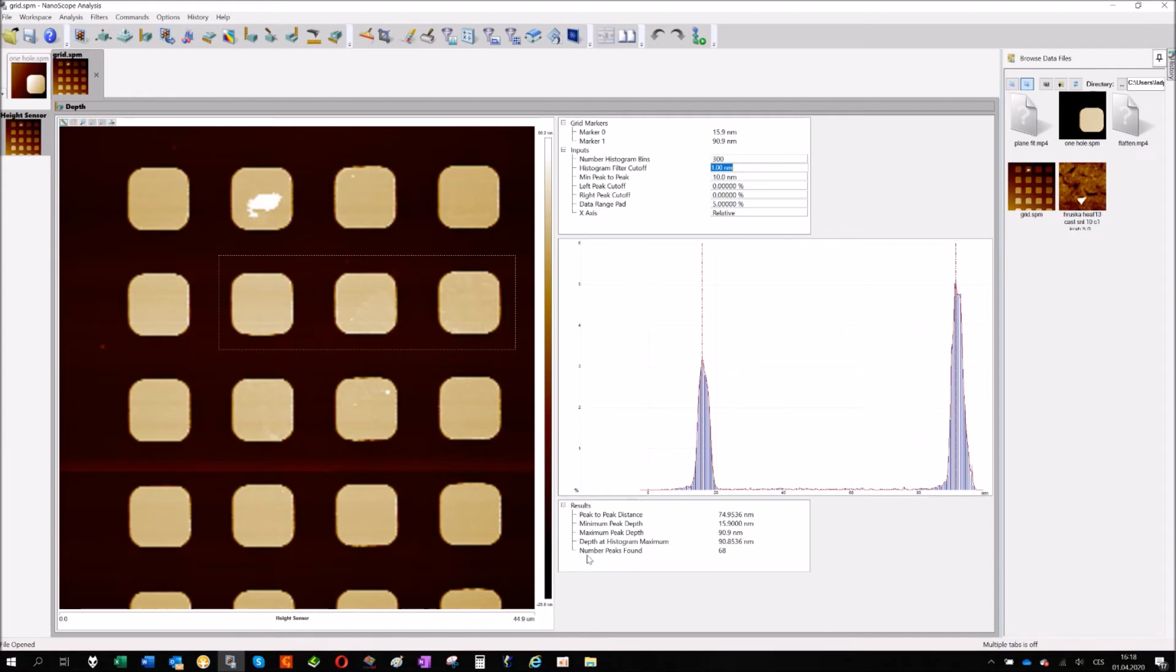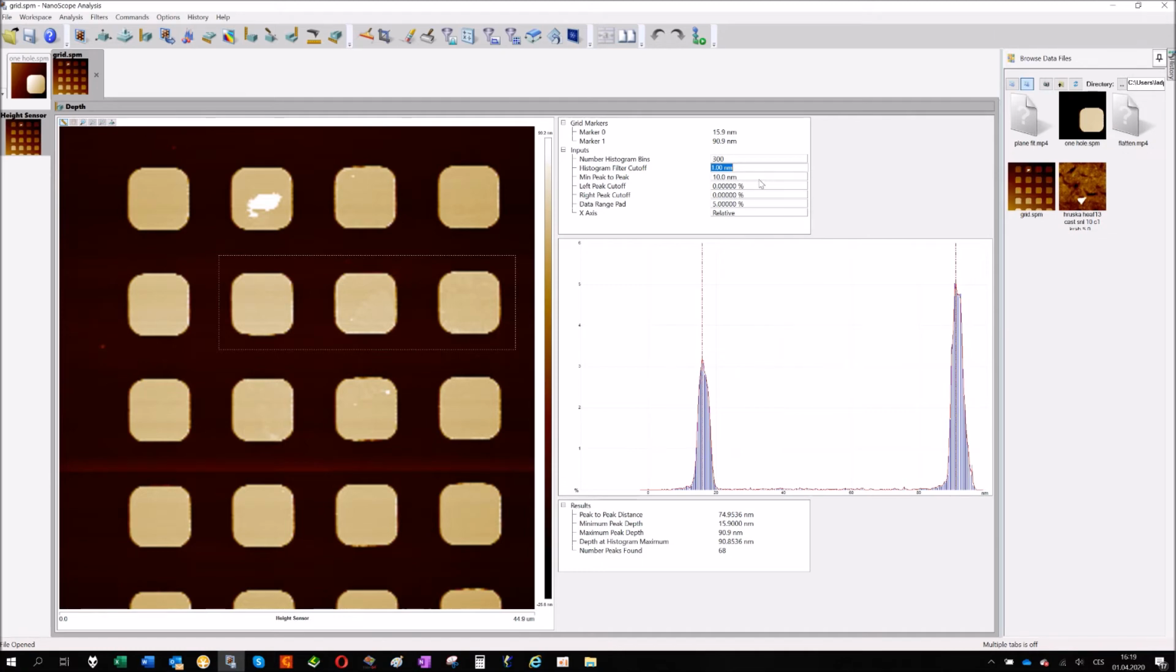Next point: the software finds the peaks automatically and compares them. The number of peaks right now found in the histogram is 68, but it's trying to find the highest one, and the software considers it another peak for analysis if the distance is higher than 10 nanometers.